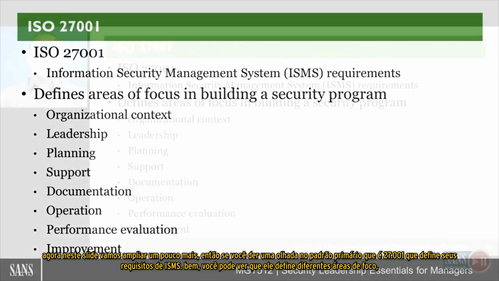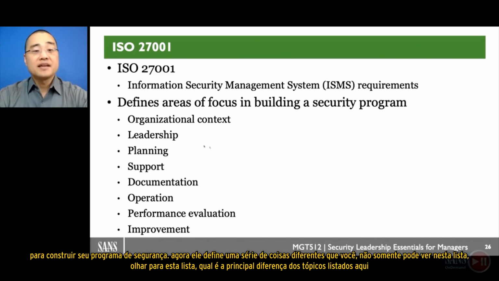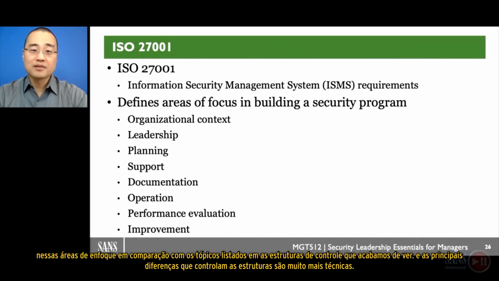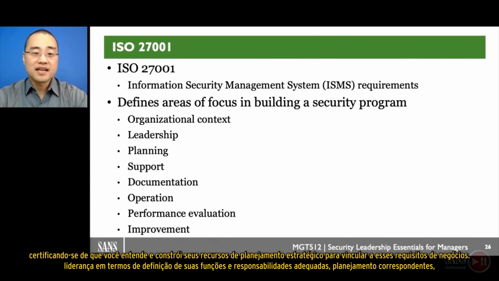So on this slide, let's zoom in a little bit more. If we take a look at the primary standard, which is 27001, that defines your ISMS requirements, you can see that it defines different areas of focus for building your security program. Just glance at this list. What is the primary difference between the topics listed here in these areas of focus and the topics that were listed in the control frameworks that we just looked at? The primary difference is that the control frameworks are much more technical. You can see here, organizational context. Well, what does this mean? Factoring in your business objectives, your organization's strategic objectives, making sure that you understand and build out your strategic planning capabilities to tie back to those business requirements.